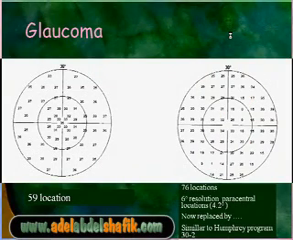One important point is that the locations of the tested points in the Octopus are not the same as the Humphrey. So we cannot follow the patient from one apparatus to the other. You cannot compare 2 results because the locations of the points tested are not the same.